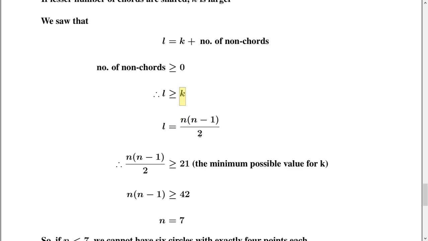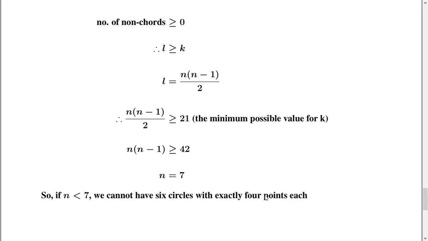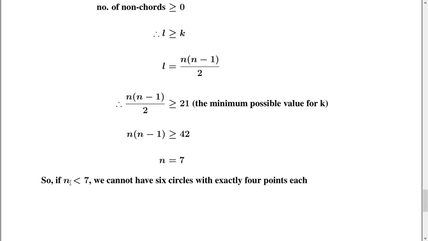Right? So n into n minus 1 by 2 must be greater than or equal to 21. k is 21. Or n into n minus 1 is greater than or equal to 42. And therefore n must be equal to 7. Anything less than 7 and n into n minus 1 will not be greater than or equal to 42. When n is 7, we find that 7 into 6 is 42. It's equal to 42. And therefore, if the number of points is less than 7, then we cannot have 6 circles with 4 points each.